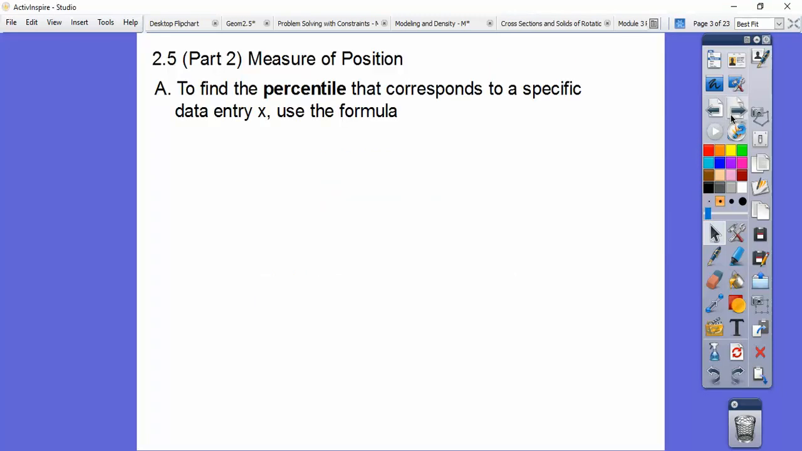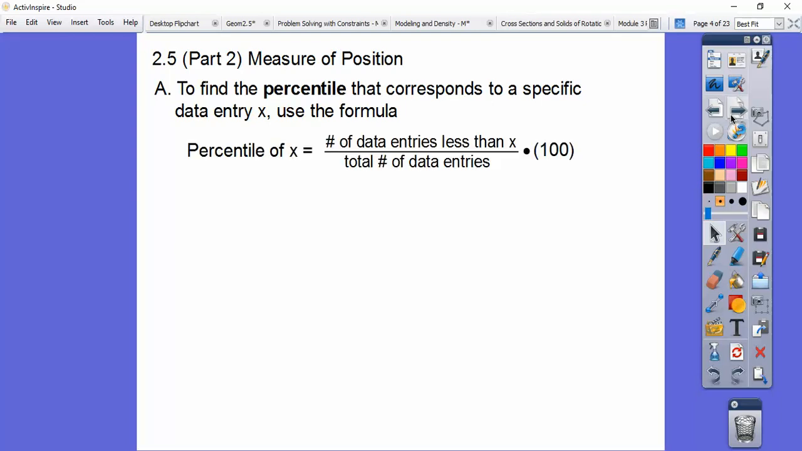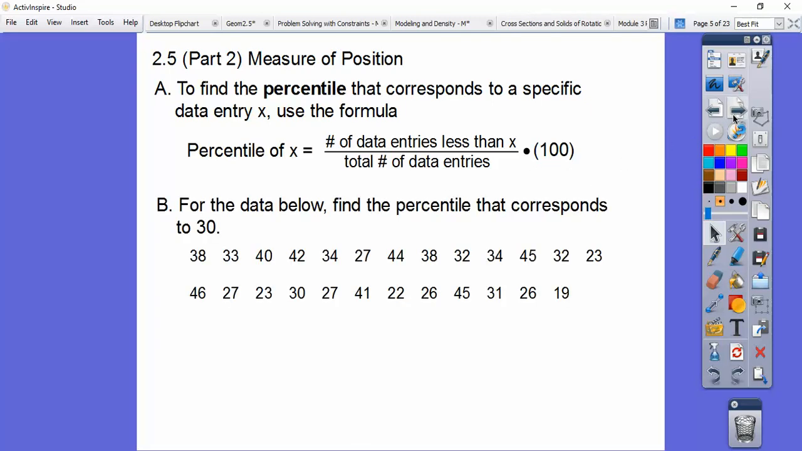To find the percentile that corresponds to a specific data entry, our formula is: the percentile of whatever number we're focusing on is the number of data entries that are less than that number, divided by the total numbers in that data, and then we multiply it by 100, because that moves the decimal over 2 places and tells us what percent it is. So here's the data below. Find the percentile that corresponds to 30.